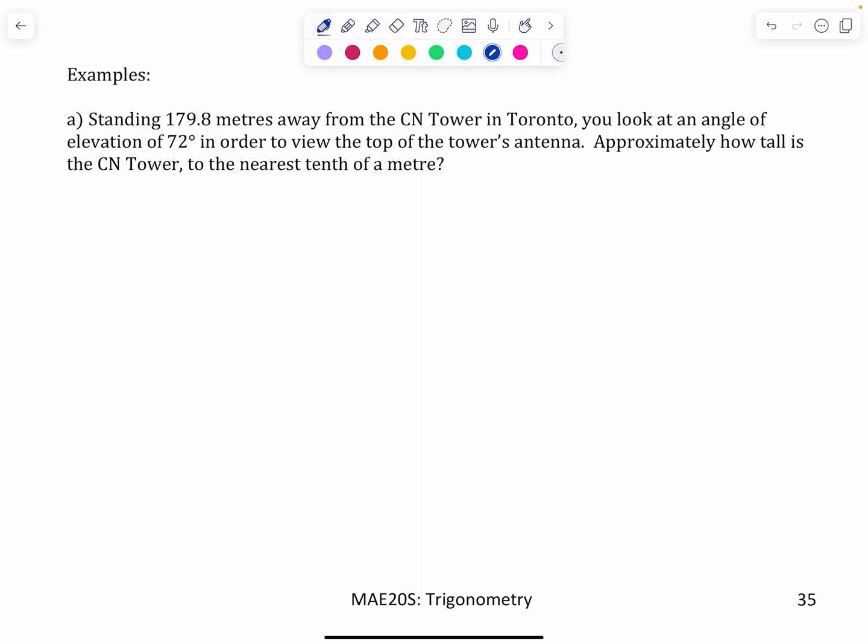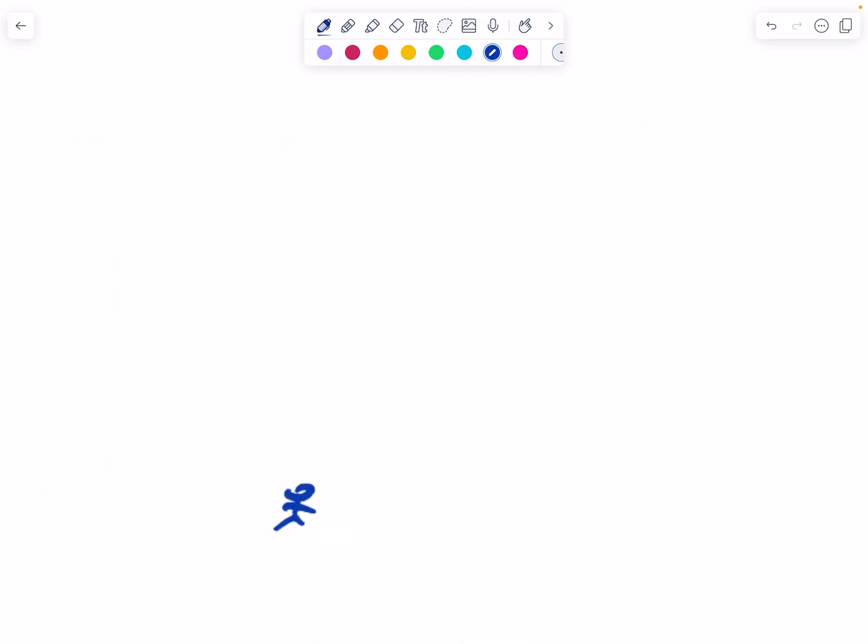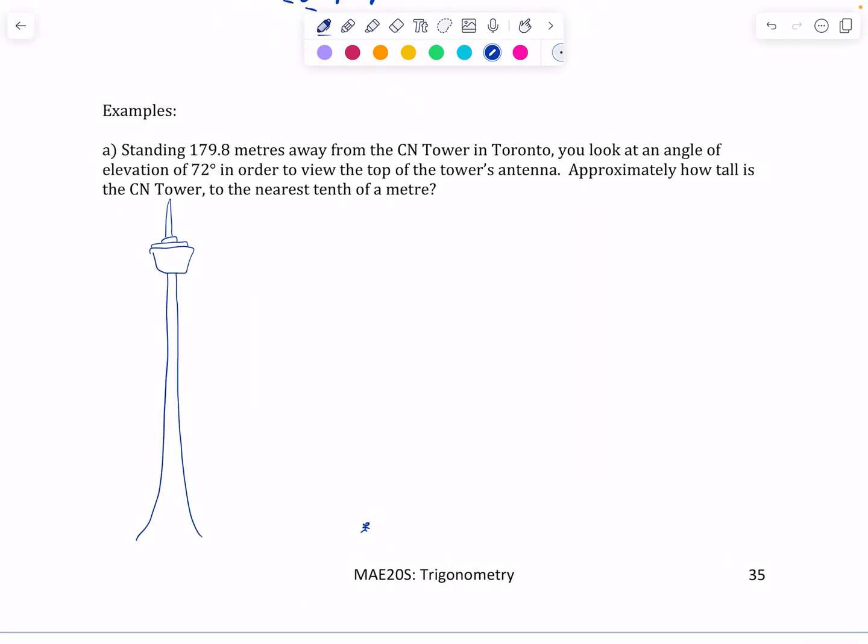CN Tower, what do you think? Kind of goes like this. And then I think there's a little building part. There might be a top part, I don't know. And then a little antenna on top. I think that's a pretty decent CN Tower. And then here we are, way at the bottom. Ta-da! We can draw the ground in there if we want. Looks like I'm floating. Better adjust that. I'm not a wizard.